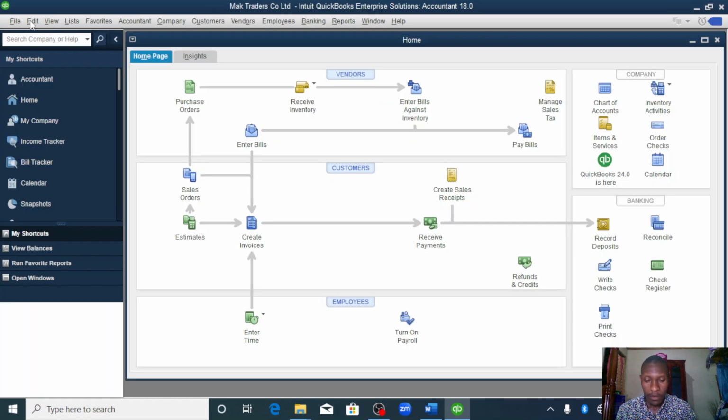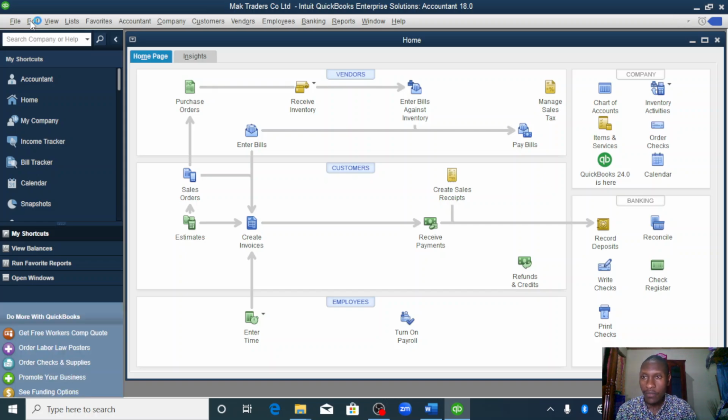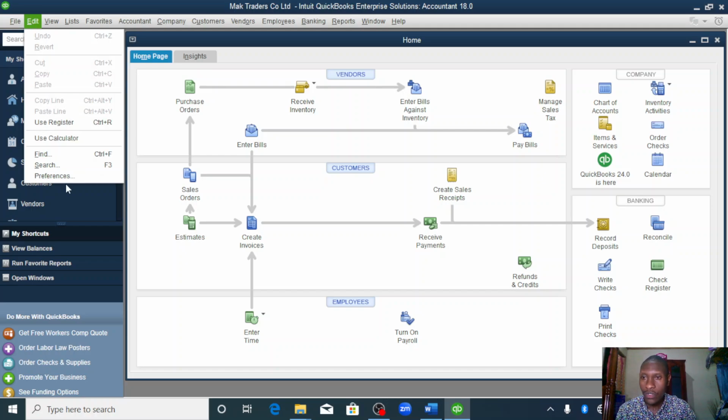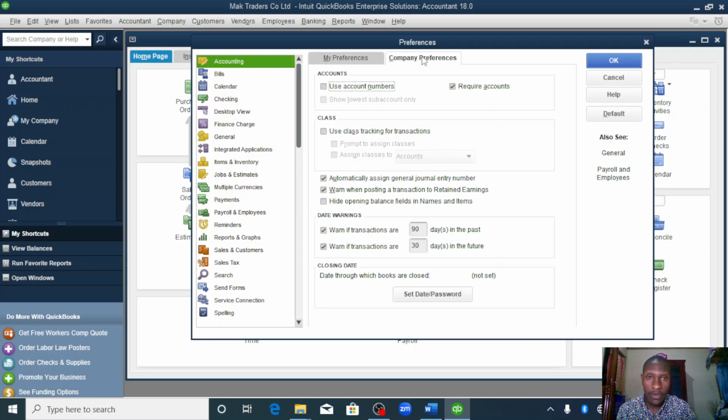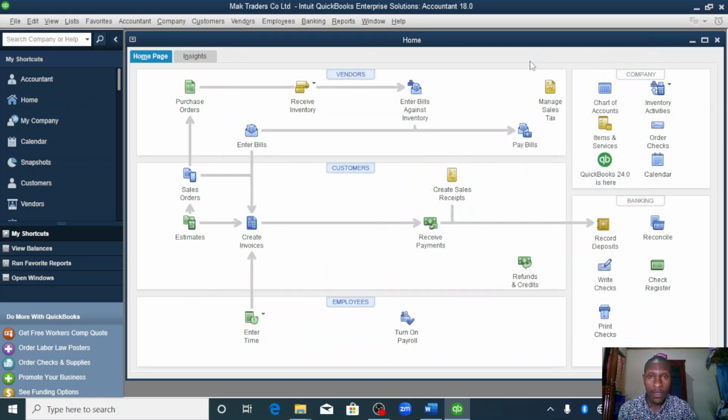We can as well go there and make a few settings as it is loading. So we go to edit, we go to preferences, we go to accounting, we go to company preferences, we click here to avoid unnecessary warnings, we click OK, and now we go to B.